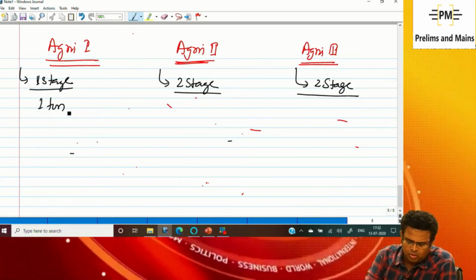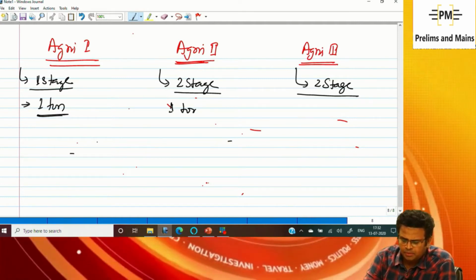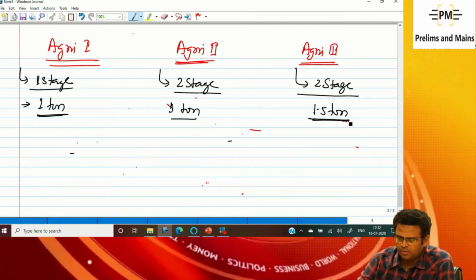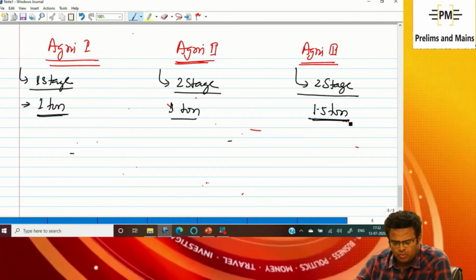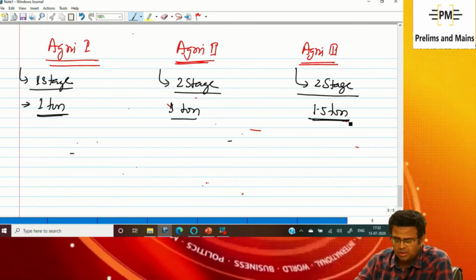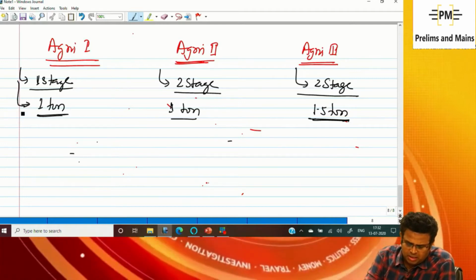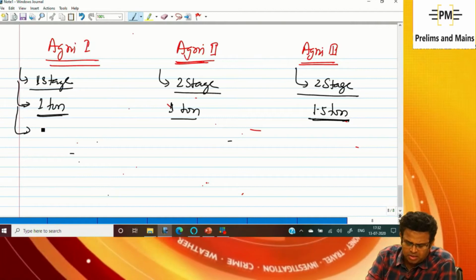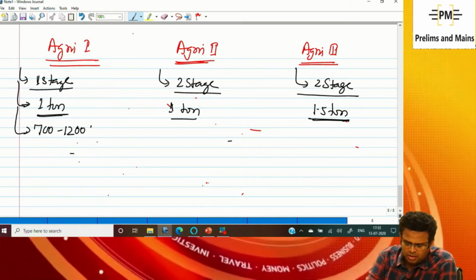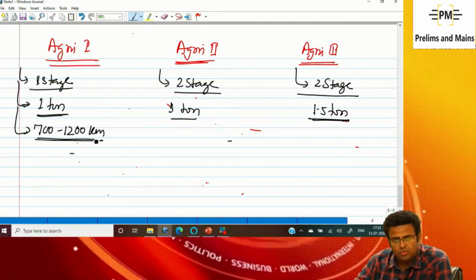1 ton payload, and Agni 2 can carry 1 ton, and it can carry 1.5 ton. This is clear. So the first stage is 1 ton, the second stage can also carry 1 ton, and the third stage 1.5 ton. Here, in the Agni 1, its range is 700 to 1200 kilometer.